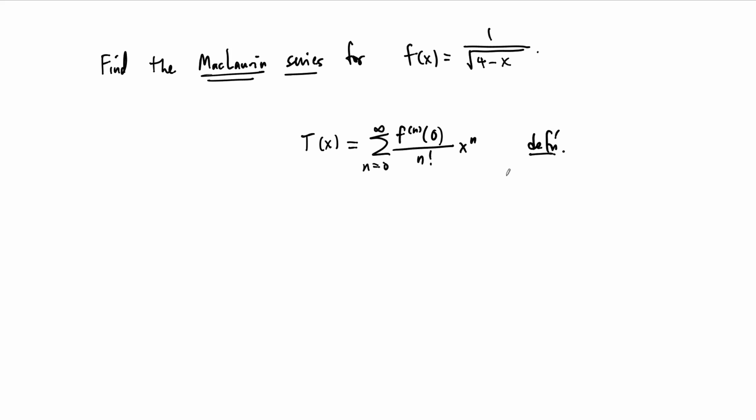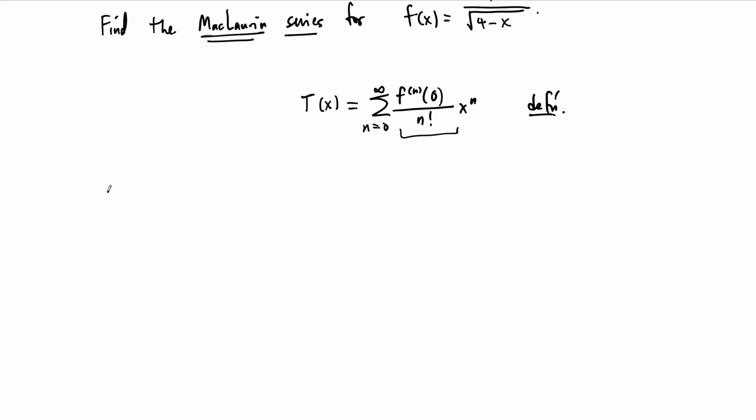And as long as you can find a formula for the derivatives evaluated at x equal to 0, and you can write this down, then you're good to go, right? This is fine. There's nothing wrong with it. But for this one, let's use something that we've just recently learned, which is the binomial series.